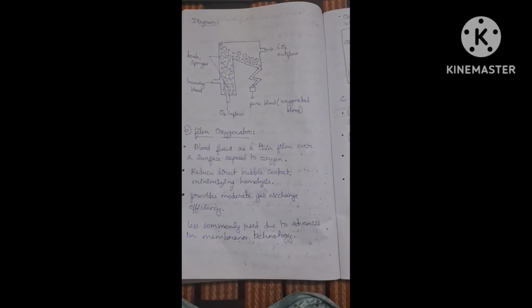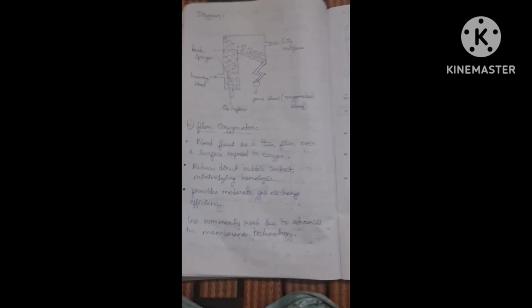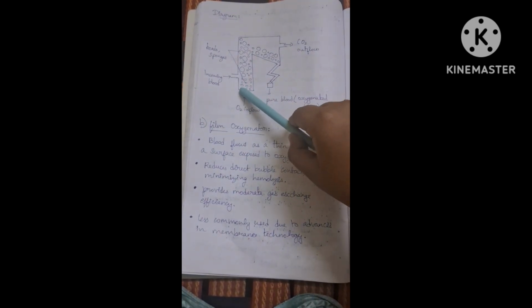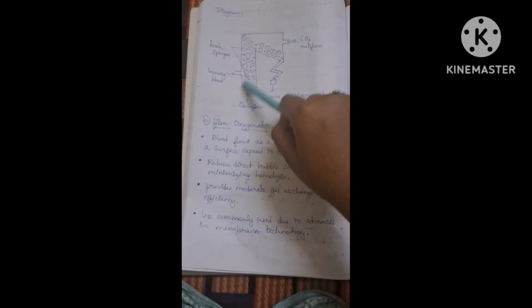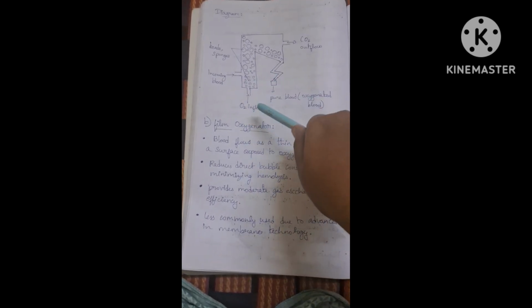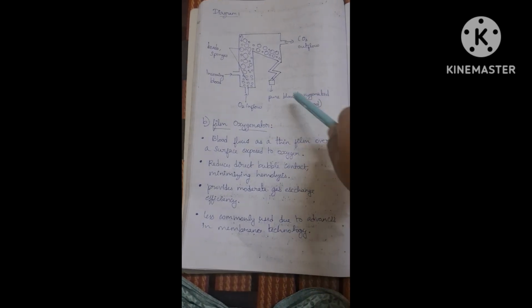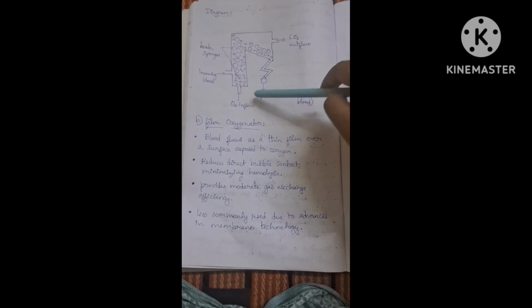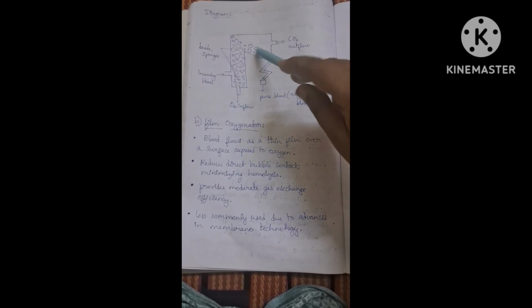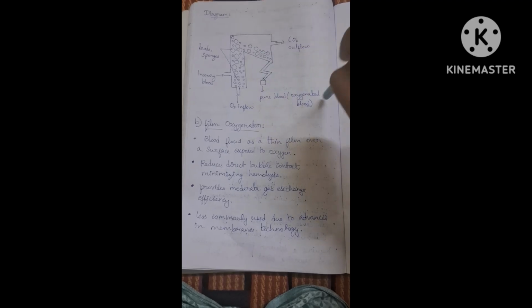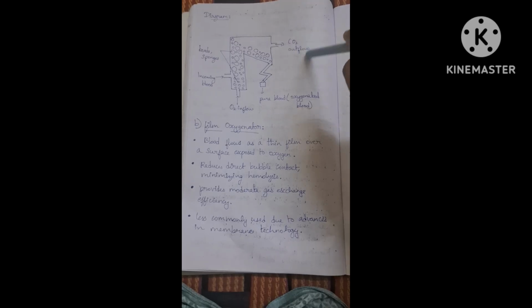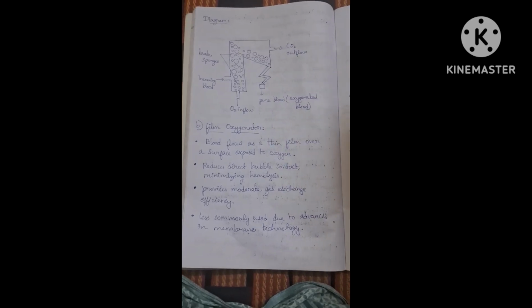Okay, this is a diagram of a bubble oxygenator. There are some beads and sponges. Okay, the incoming blood is given, O2 inflow, pure blood, oxygenated blood. The incoming blood will be oxygenated with O2 inflow and the pure blood will be given outside. Okay, this is CO2 outflow.